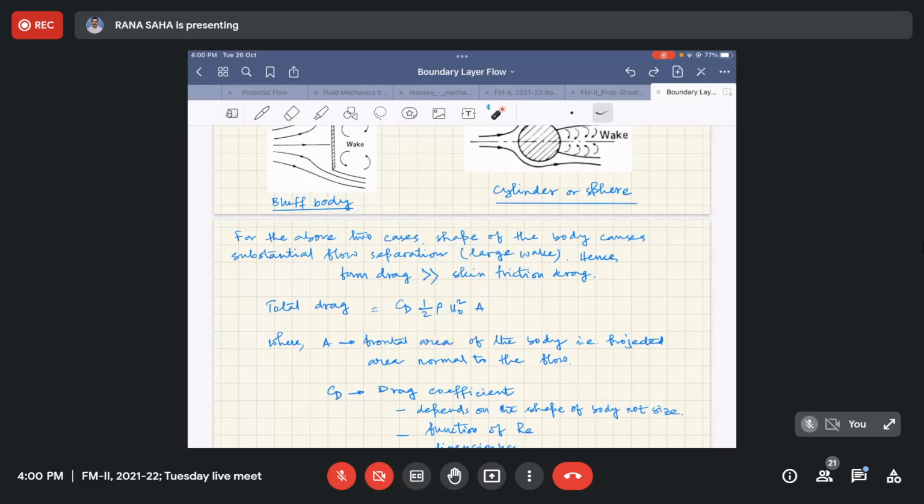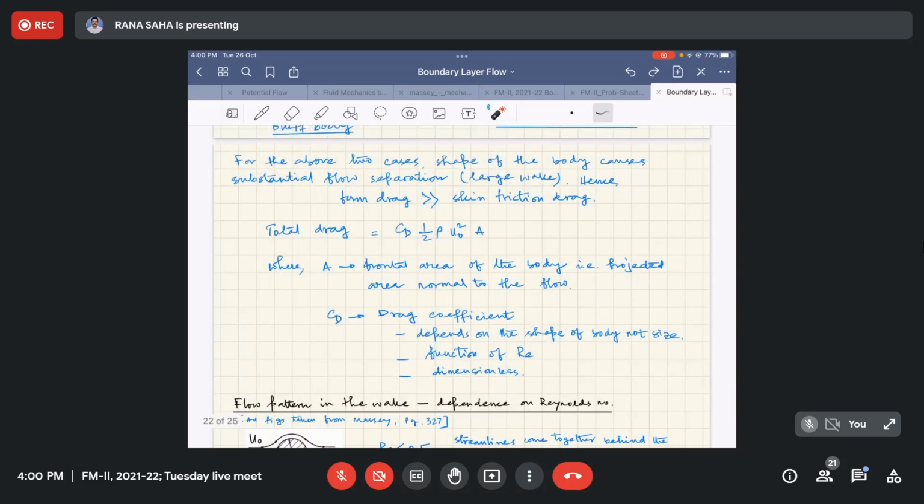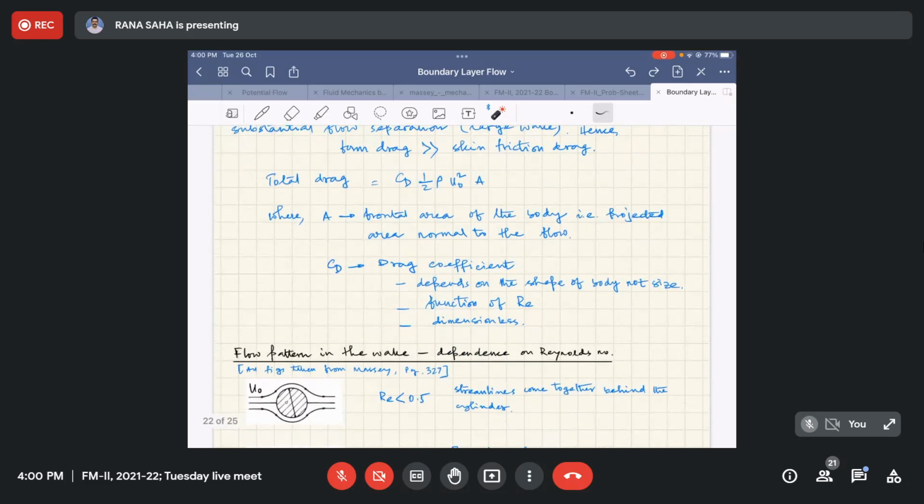So without going into these theoretical details, we resort to this drag coefficient, which depends on the shape of the body, not the size, and on the Reynolds number, and it is dimensionless. If you can do some experiments, and these are actually available in handbooks, the variation of CD for different shaped bodies. In fluid mechanics, this is very important. For different shapes, you have the variation of CD with Reynolds number, for example, for a sphere, the variation of CD is available for different Reynolds numbers.